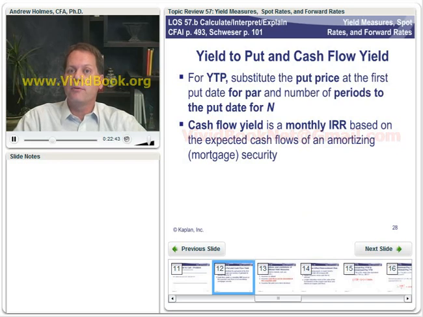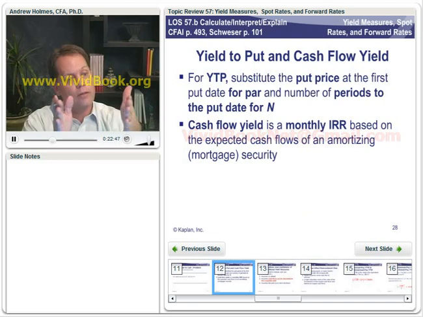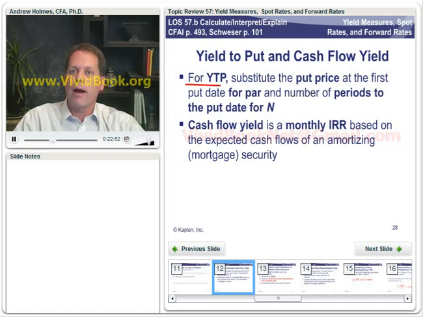So yield to put, this is the same thing as a yield to call, only now instead of looking at when is the bond going to be callable, we're going to look at when it's puttable and at what price can we put it. So you may have an arrangement with the firm that is something stated in the indenture, the document that controls the bond, that you can put this bond back to the firm for $990 anytime after 5 years or something like that. So all we're going to do is plug in the put price for the par value. We're going to plug in the put date for N and do just what we did with yield to call.